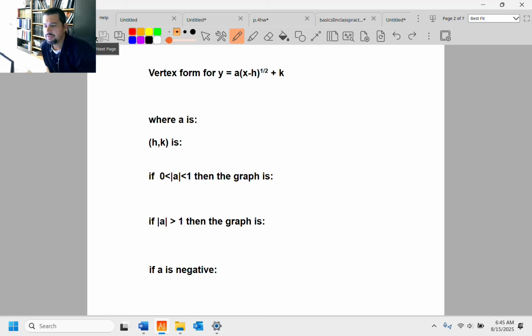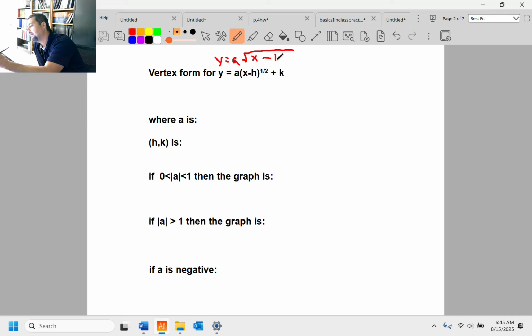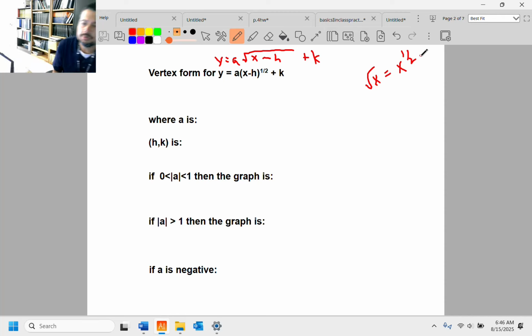Vertex form for y equals a times x minus h to the 1/2. Now, when I type, it's a lot easier for me to use exponents, so don't be alarmed by that. They're the same thing. The square root of x is the same as x to the 1/2. The 1/2 power means square root. Second root's what it actually means.